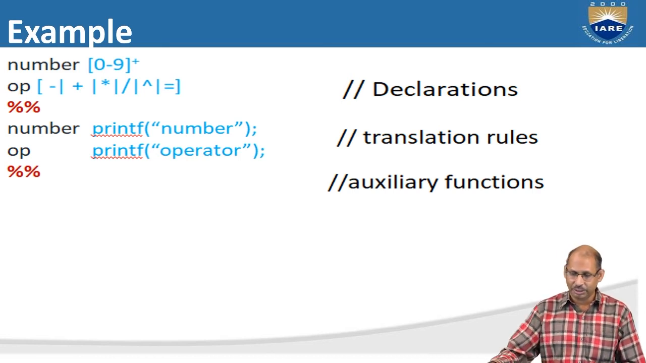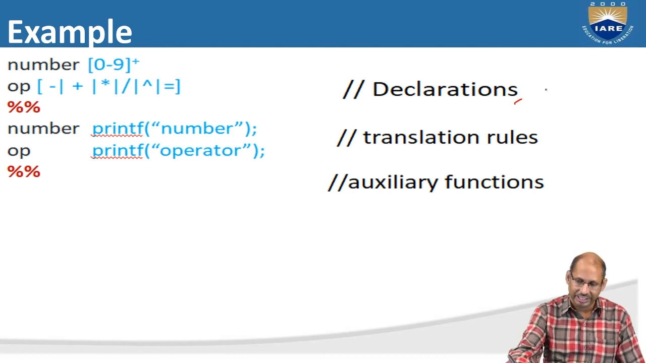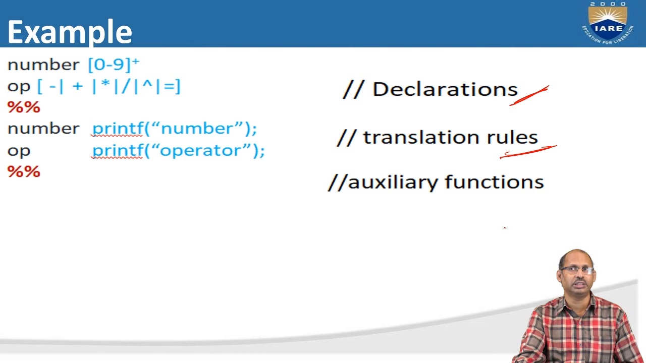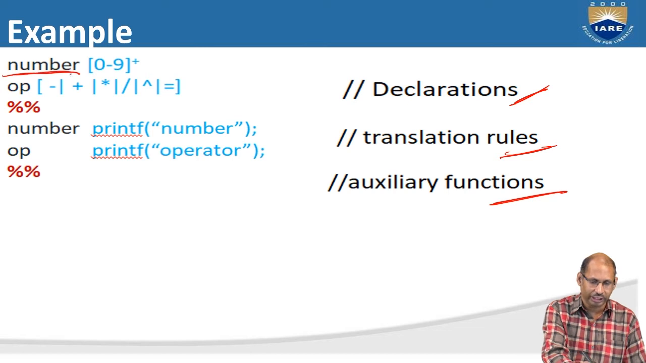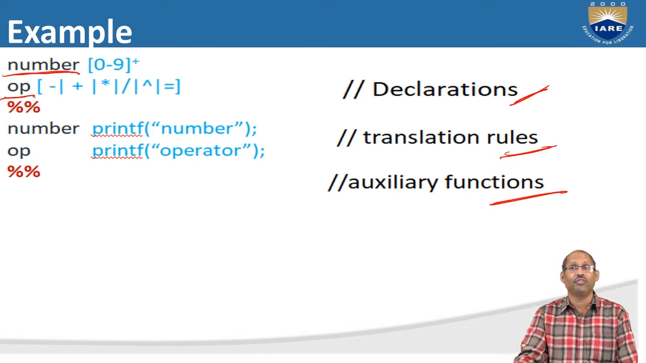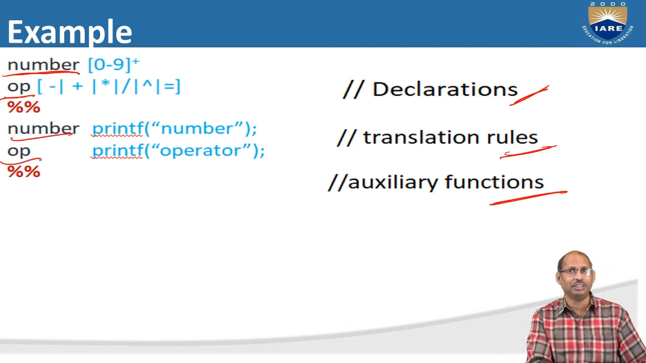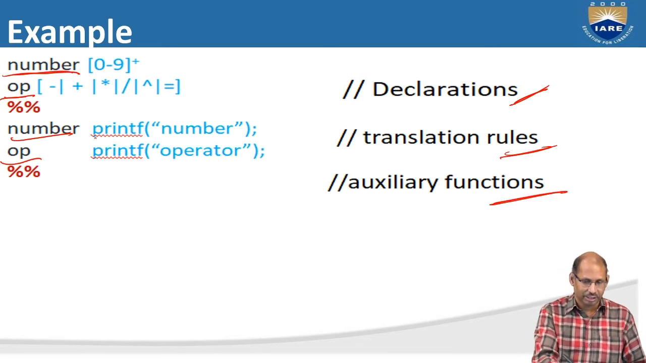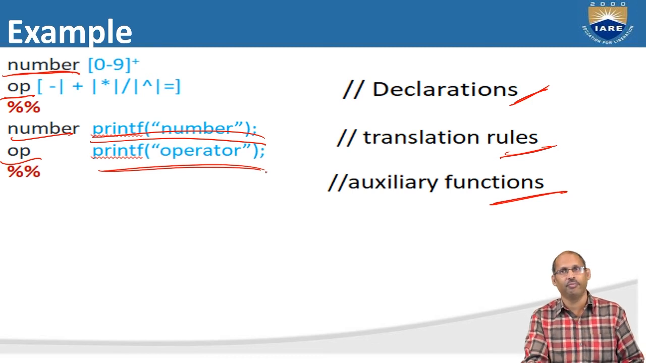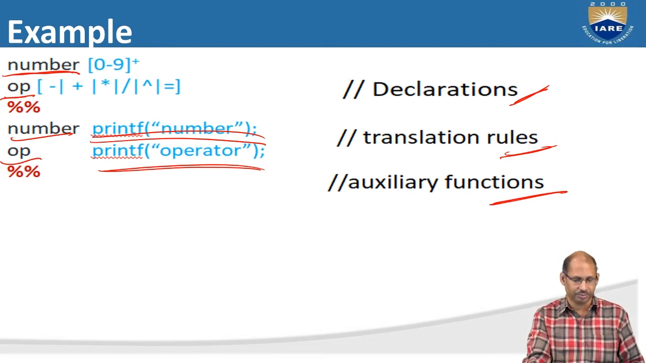What is a Lex program? The Lex program will consist of three parts: declarations, translation rules, and auxiliary functions. So here we are defining what is a number and what is an operator in the declaration part. In translations, when these patterns or regular expressions are matched with the input sequence, then the respective printf statements are printed: printf number, printf operator. So here we are not using any auxiliary functions, so we are simply skipping the third part, the auxiliary functions.